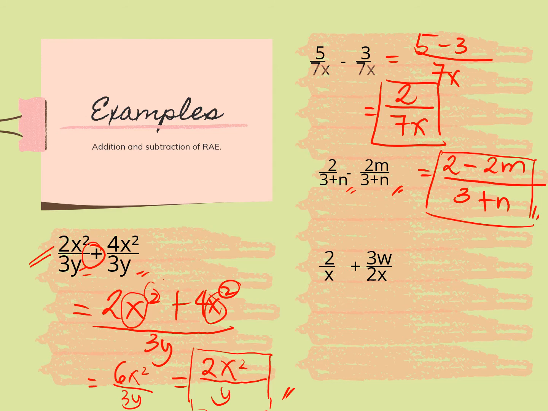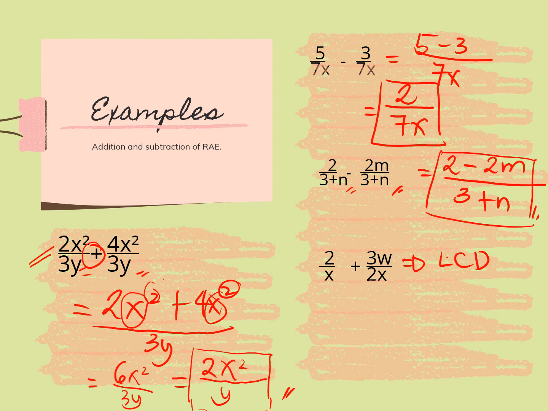Okay, and for the last one, for this slide, we have 2 over x plus 3w over 2x. They are now different; they have different denominators. So, what you need to do is get their LCD. It's the same as with fractions. When you get the LCD, you think of the least number that is divisible by both x and 2x.